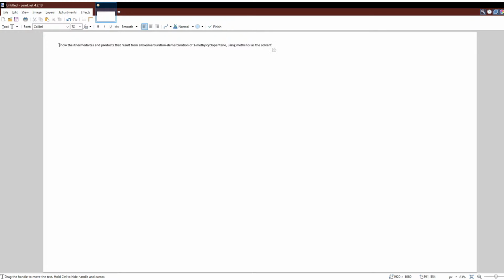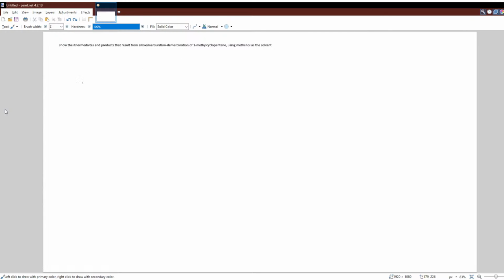Okay, so I didn't really go over this, but alkoxymercuration, instead of using water, uses alcohol. Instead of using HOH, we use an alcohol, and we end up adding an OR instead of an OH. I think that's the only difference. Okay, so I spelled intermediates wrong, but that's okay.